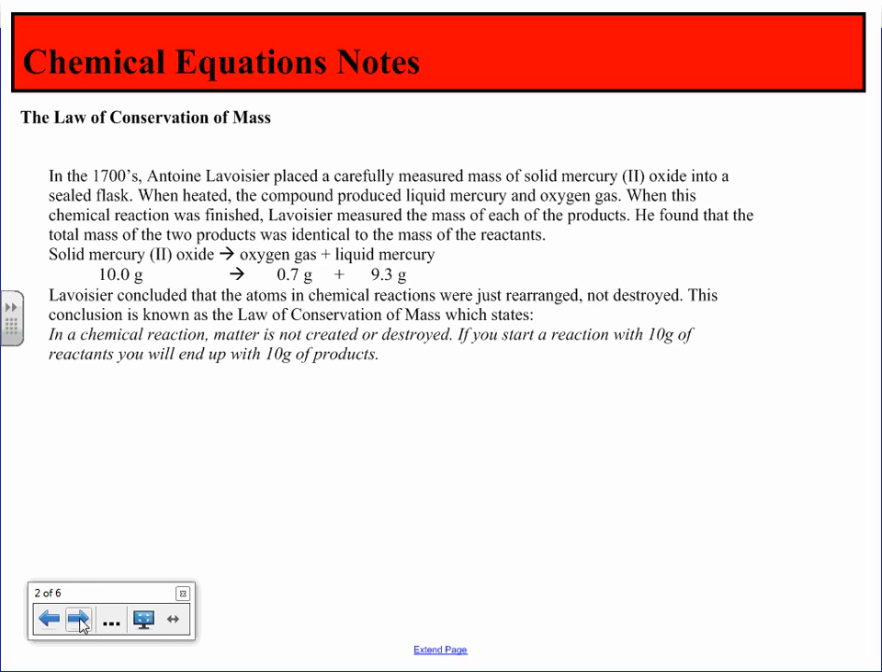In the 1700s, Antoine Lavoisier placed a carefully measured mass of solid mercury(II) oxide into a sealed flask. When heated, the compound produced liquid mercury and oxygen gas. When the chemical reaction was finished, he measured the mass of each of the products, and he found that the total mass of the two products was identical to the mass of the reactants.